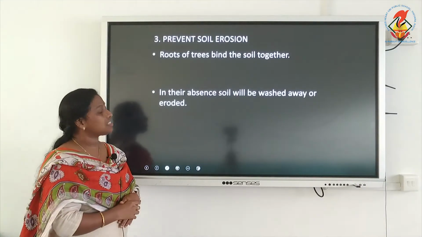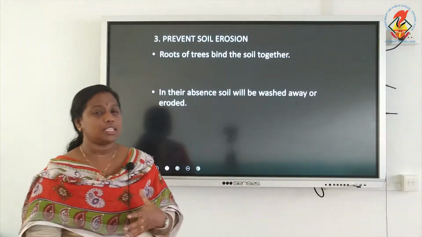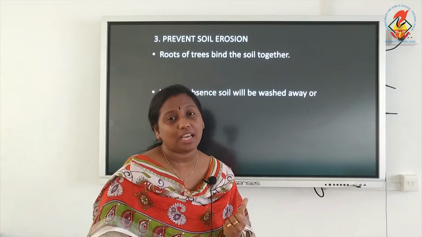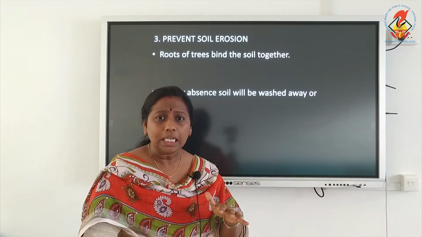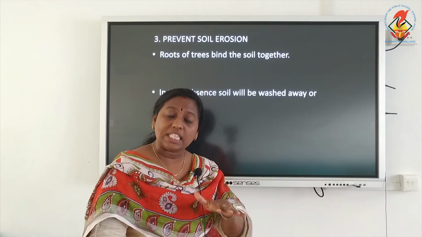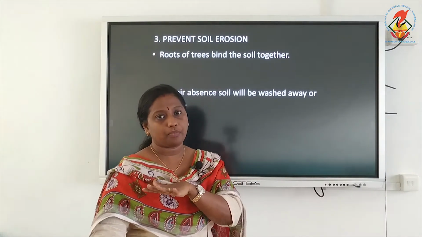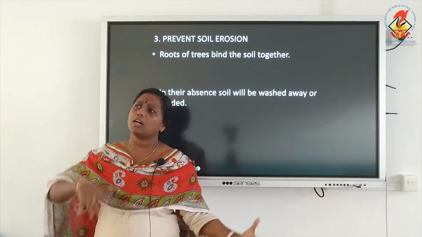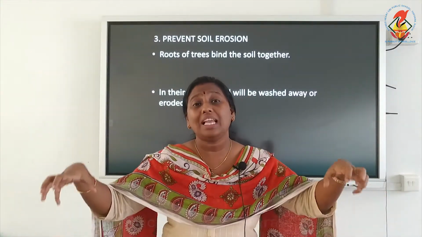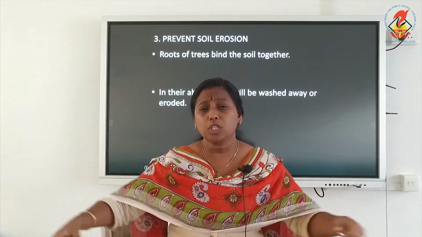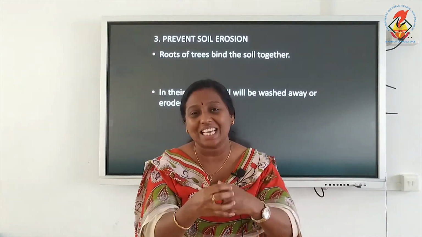Moving on to the next use of forest, the forest prevents soil erosion. Now, what do you mean by soil erosion? When there is thick vegetation cover over an area, whether the plant be a small grass or a big tree, the roots of the plant can hold soil beneath them. The roots will bind the soil tightly.